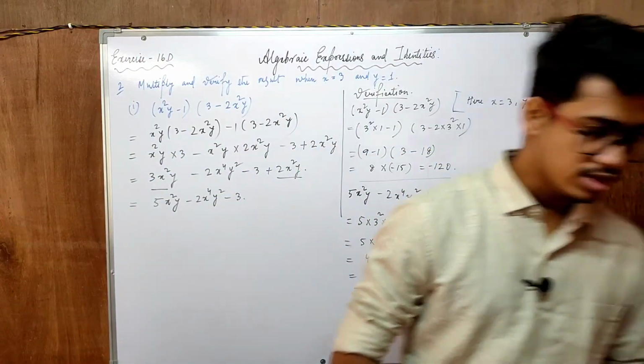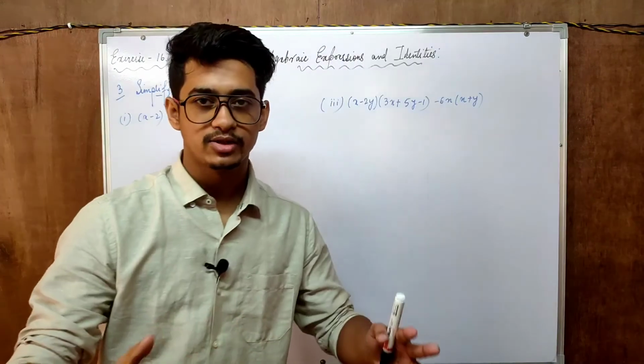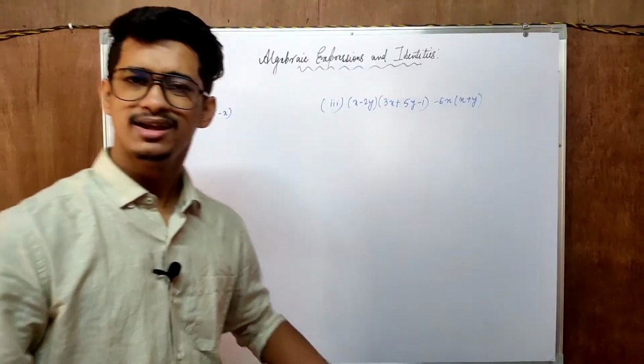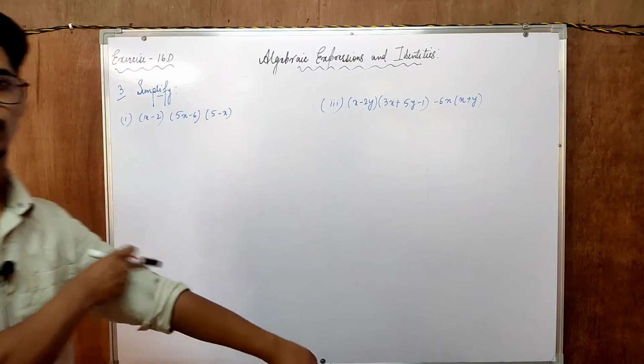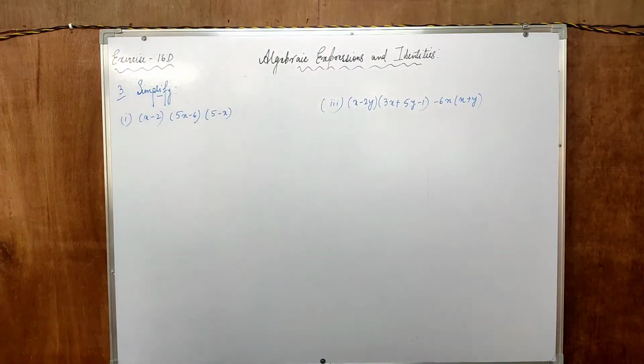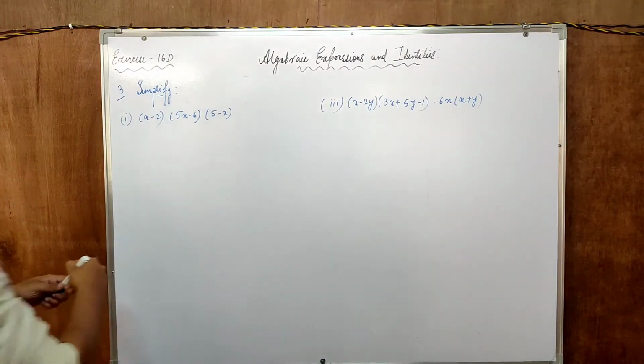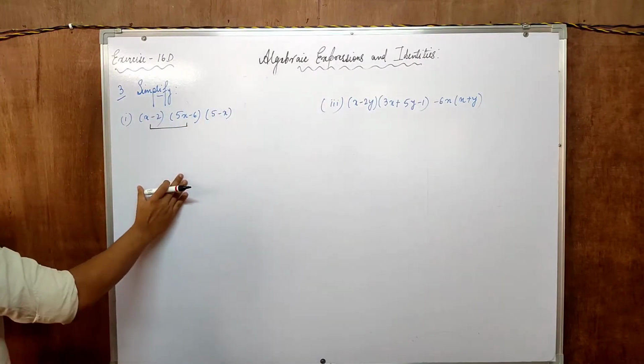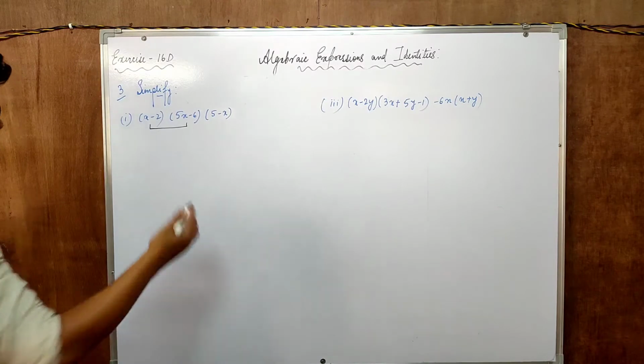Moving on to our last question, that is question number 3. Alright, so let's solve the last question of today's session. Simplify x minus 2, 5x minus 3 and 5 minus x. That means 3 brackets are there, so no need to worry about how to proceed. First of all, we calculate the 2 brackets, and after that, whatever result comes, we multiply with the third one. That is how we can do it.